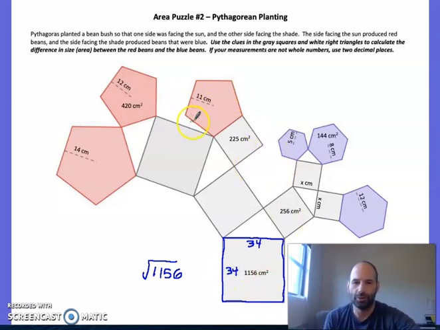Remember, what I'm looking to do is I'm trying to find this area, this area, this area, this area, this area, and this area. I'm trying to find the areas of all of these beans. So I know this side's 34.